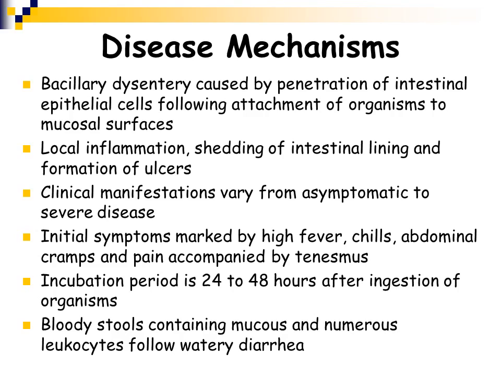The mechanism of disease, again, Shigella causes bacillary dysentery, which is caused by the organism penetrating the intestinal epithelial cells after it attaches to the mucosal surfaces. It generates a local inflammation that causes shedding of the intestinal lining and the formation of ulcers. So people can get different types of symptoms. They can have a completely asymptomatic infection, and they can also have a very severe disease.